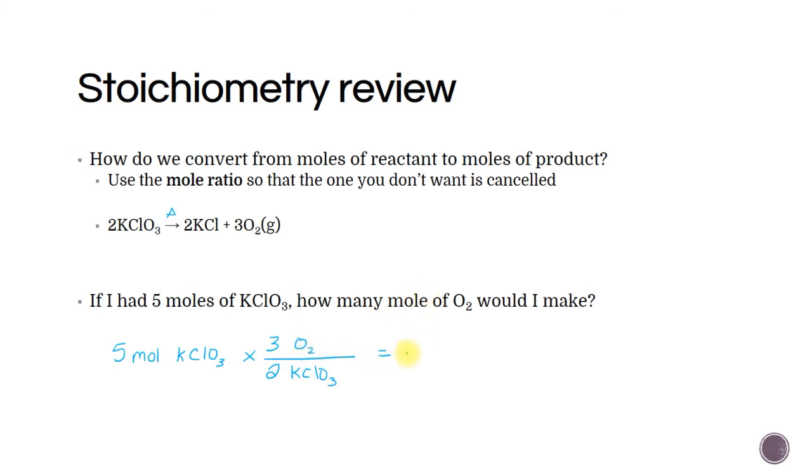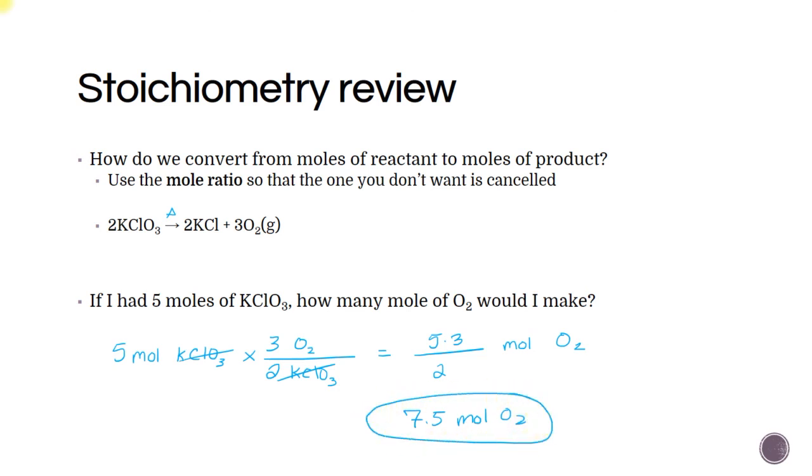So mathematically, what this boils down to is 5 times 3. Okay, there we go. So it's supposed to say 5 times 3, and then on the bottom we still have divided by 2, and moles is there, and we've canceled KClO3. All right, so this is going to end up being 7.5 moles of O2. That's how much we would make.